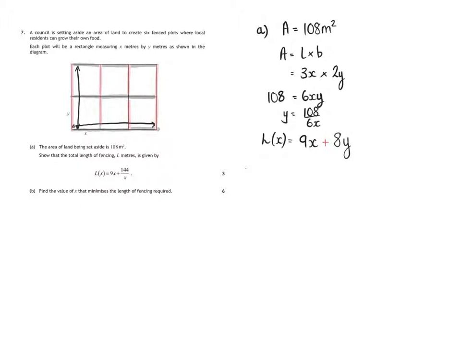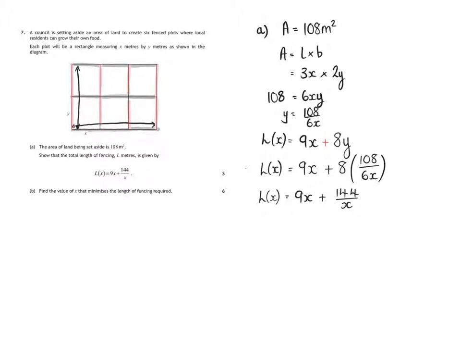Right? So our expression we've been given has that 9x, so that's great. And then we've got plus 8, and we know that y is 108 divided by 6x. So we can sort that out, and this is in the calculator paper, so you can use a calculator to sort out your fraction. So you don't have to try and do this without. But we find that we get 144, and our x is still on the bottom, so we have proven that L of x is 9x plus 144 over x.